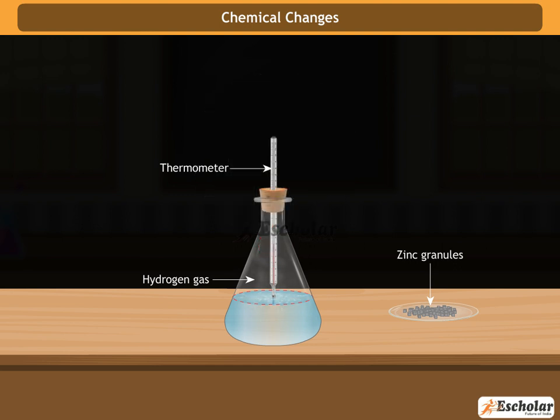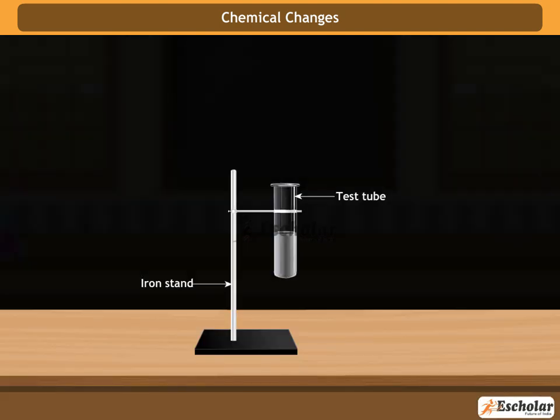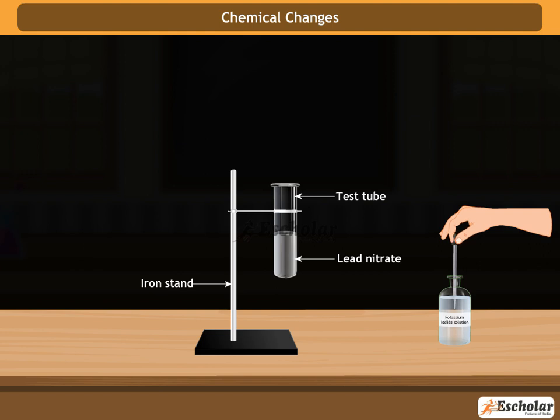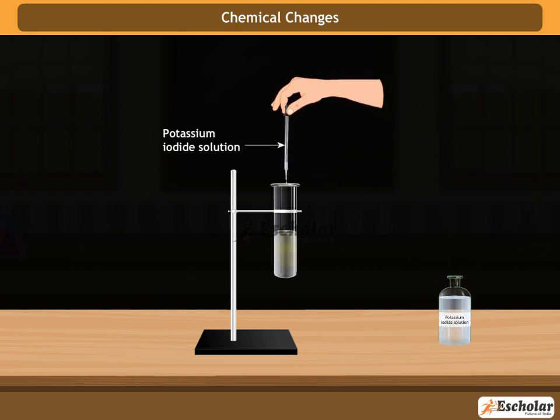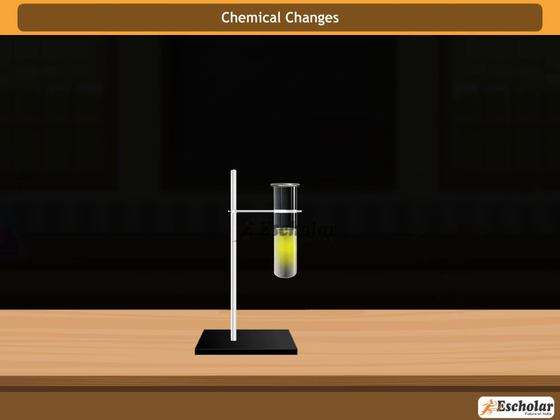Let us perform another activity. Now take the lead nitrate solution in a test tube. Add potassium iodide solution to it. What do you observe? You observe that a yellow precipitate is formed.